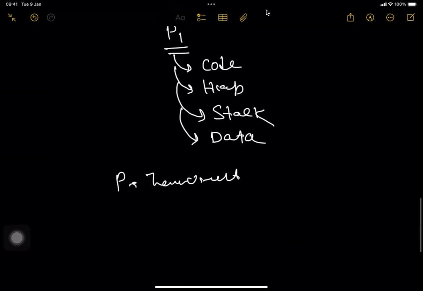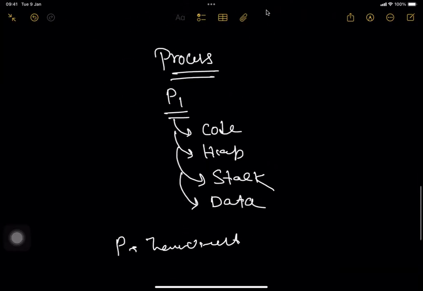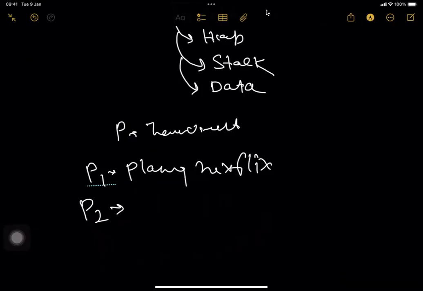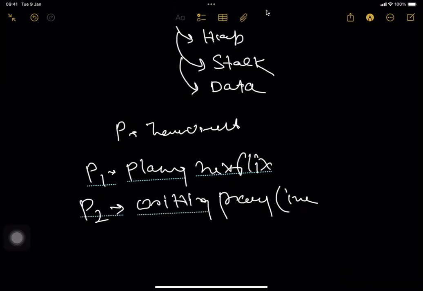Processes are heavyweight because they occupy a lot of memory. Process context switching is much slower compared to threads, right? Independent execution, they don't share memory with each other, right? So as I said here, process 1 is playing Netflix, process 2 is writing a program in IntelliJ. So one process is helping you write programs in IntelliJ, another process is helping with playing Netflix.